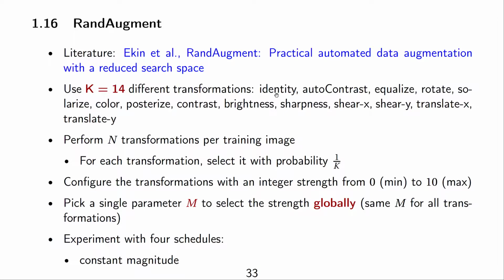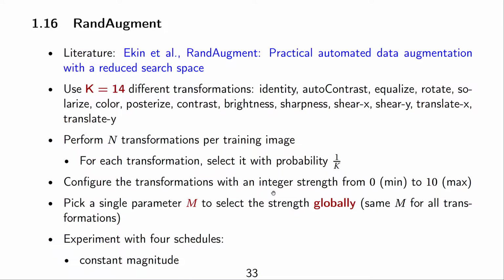So let's say n is 2, then we would roll a dice and select one of these 14, and then we roll another dice and select another one of these 14. So we get 2 transformations and we apply both in sequence. Now, we can also configure these transformations with an integer strength from 0 to 10. Again, this requires you to map these different strengths to transformation parameters.